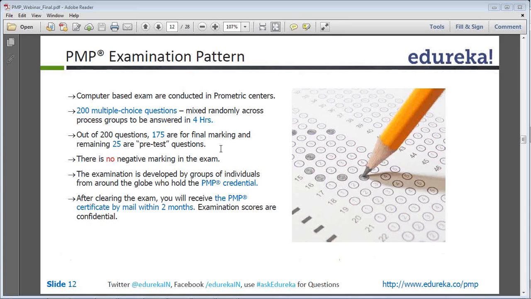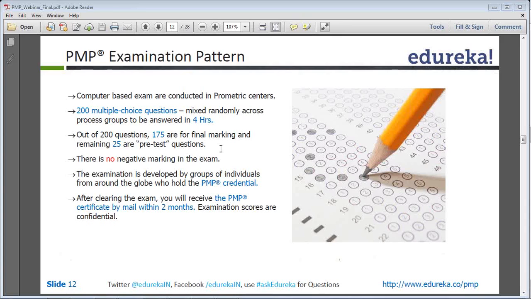There is no negative marking, and the examination is developed by a group of individuals from around the globe. There are psychometric experts, etc. So all these together, this exam has been created. Various PMPs from various parts of the world, they all contribute towards this.